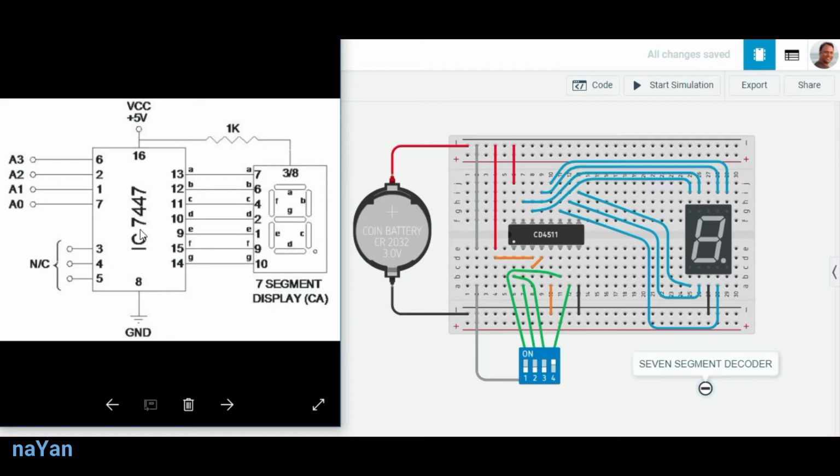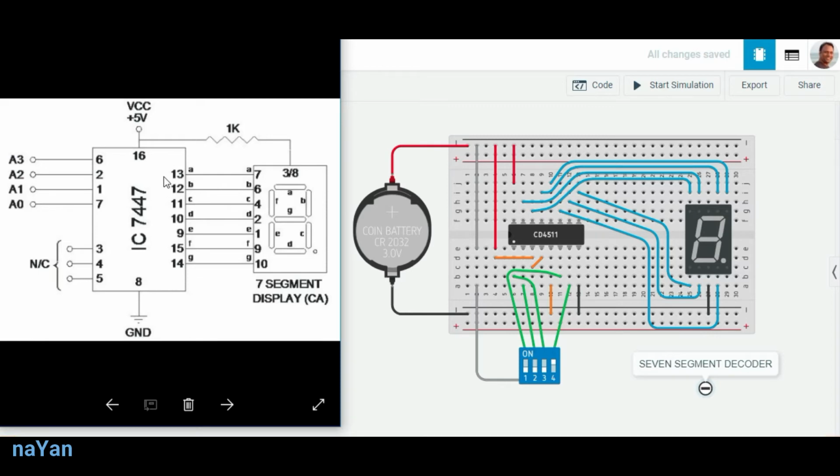Here we have used IC 7447 as our BCD to 7 segment decoder. The BCD inputs are A0, A1, A2 and A3. The corresponding pin numbers are 7, 1, 2 and 6. Pin number 16 is VCC and pin number 8 is ground. The output pins are A, B, C, D, E, F and G that produce the combination of zeros and ones that is required to generate the decimal output by using the 7 segment display.